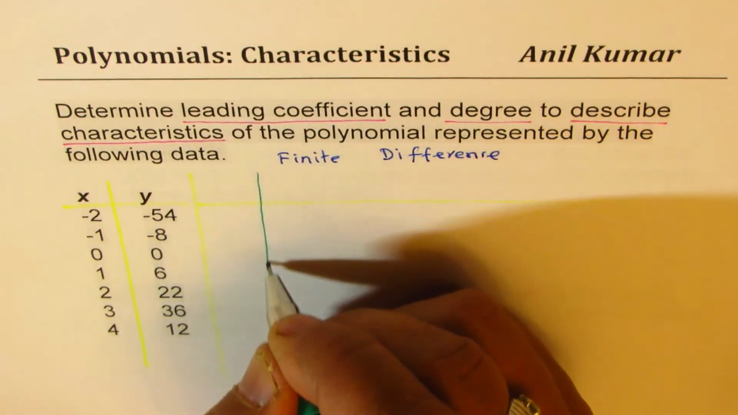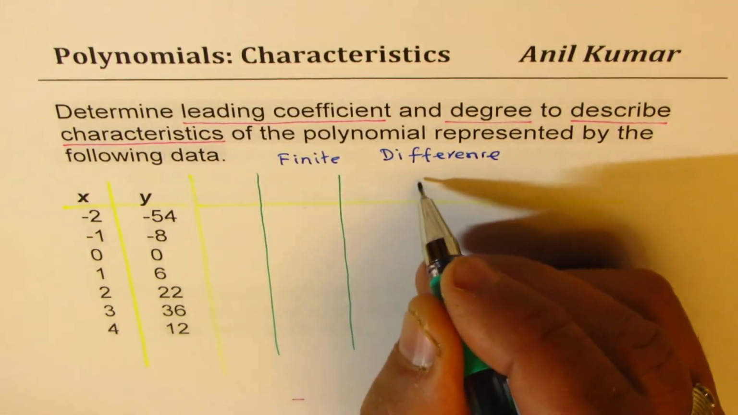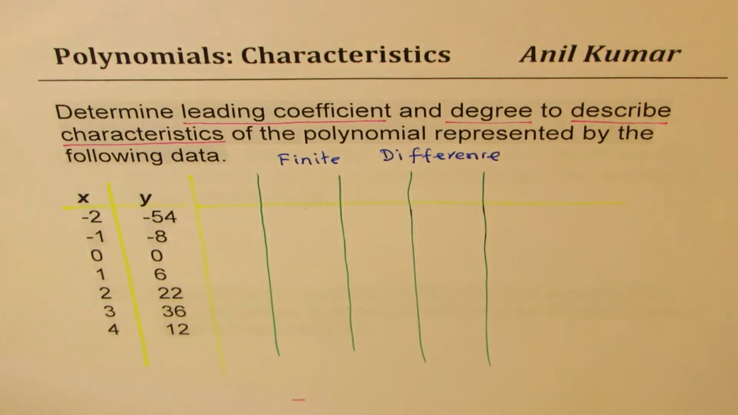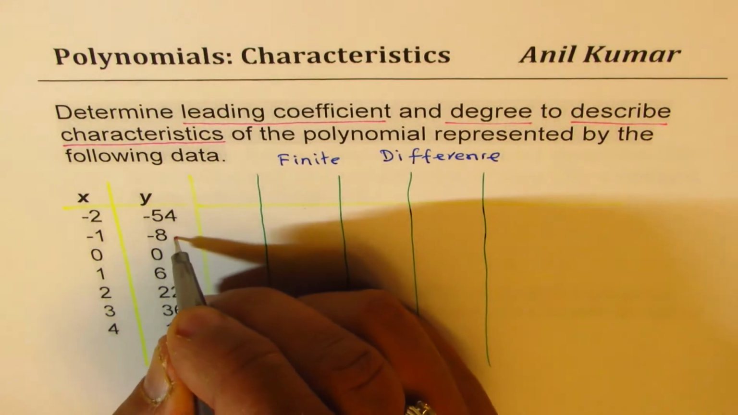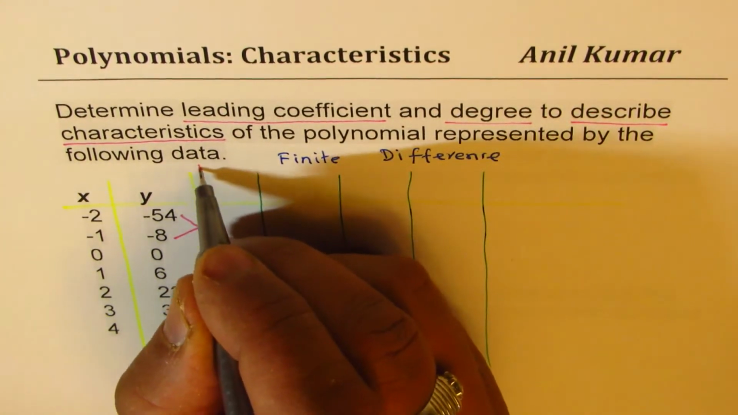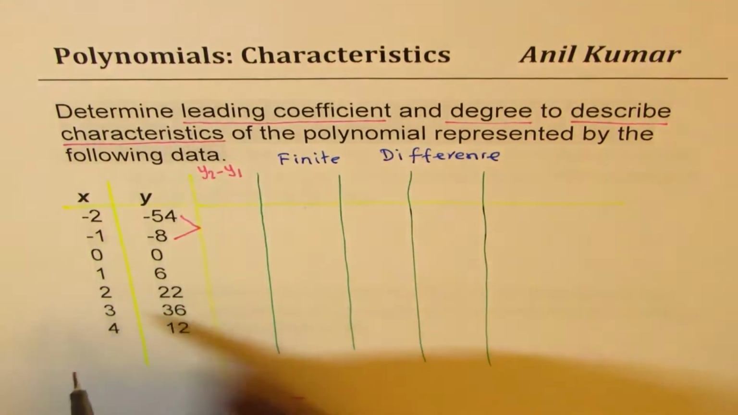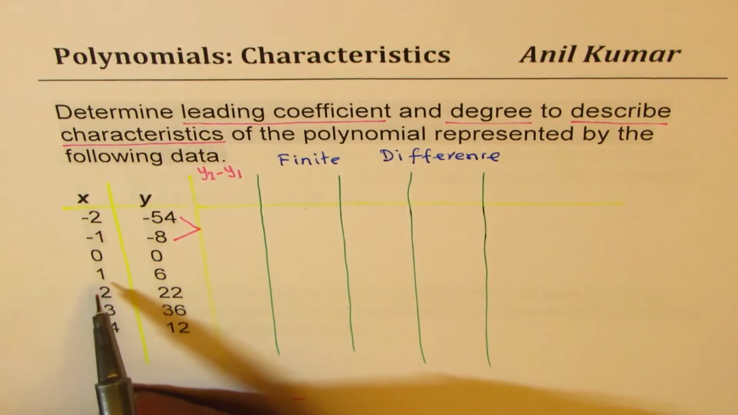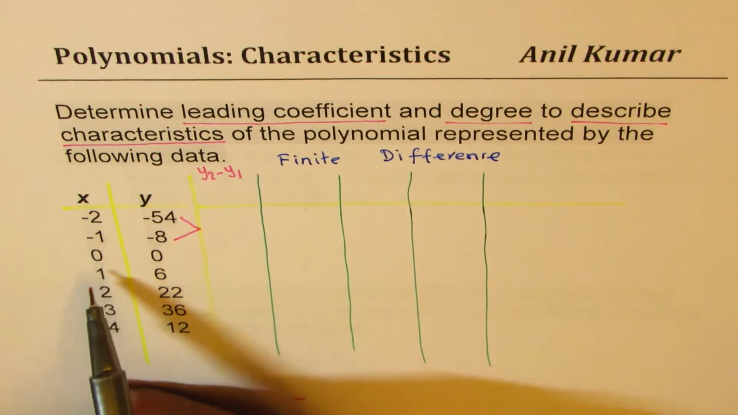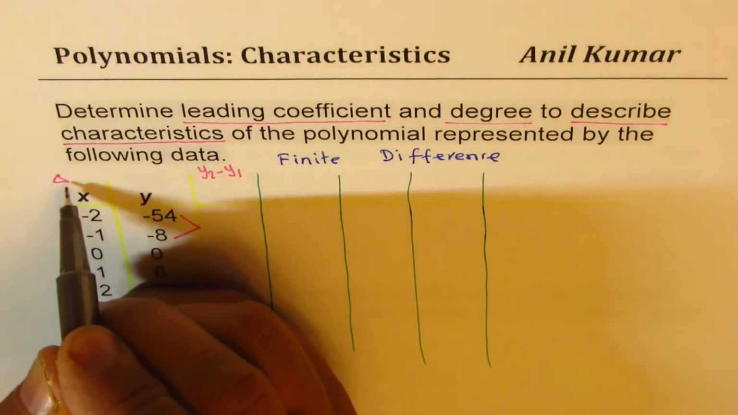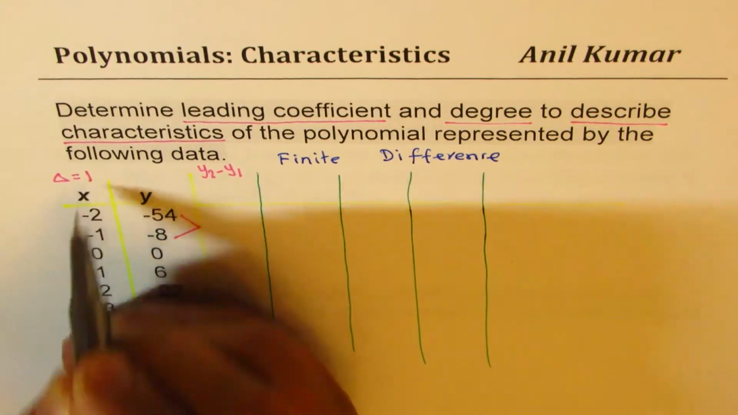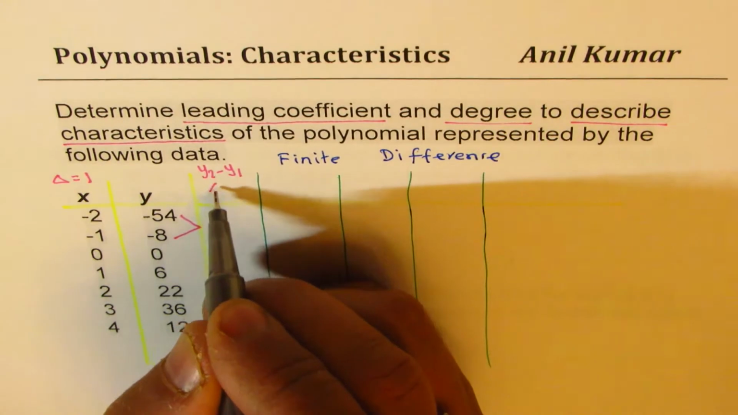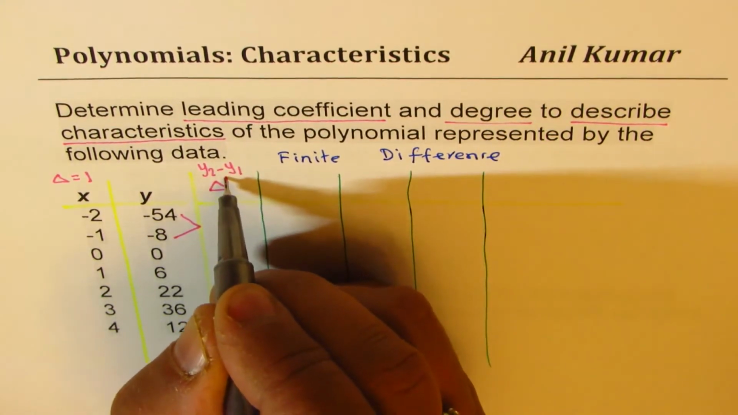I'm just drawing some lines randomly. I don't know what the value will be. But finding the finite difference really means we'll do y2 minus y1. Always check that the x values are in proper order. It should be increasing by 1. So here the difference is plus 1, 1 minus 0. And here we'll find the finite difference, and this is called the first difference.